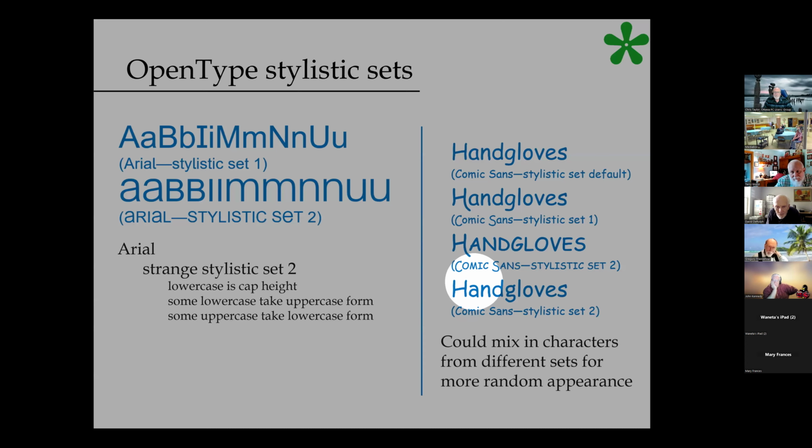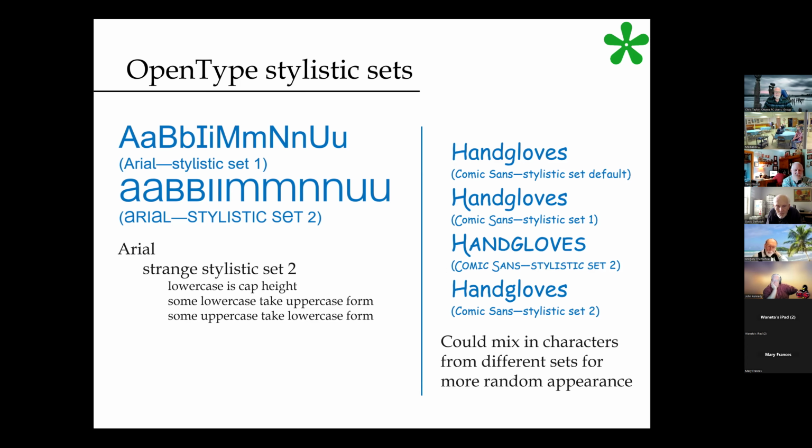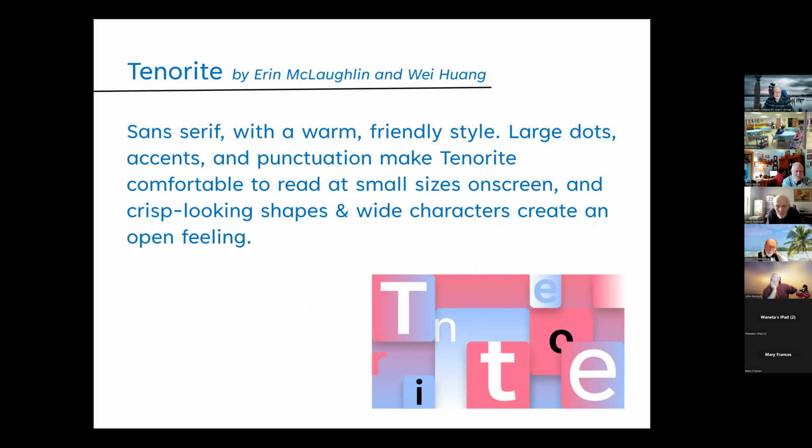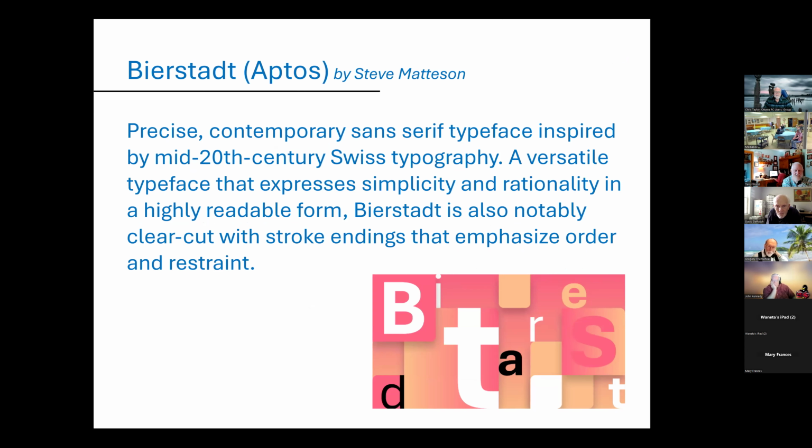This was going into when Microsoft was looking for a new default font. So they commissioned 5 different fonts. I'll just flash through them. Tenorite was one of them. Bierstadt, Aptos. So this came out as Bierstadt when they had the original competition. It became Aptos, which is now the default font in Microsoft Office applications.